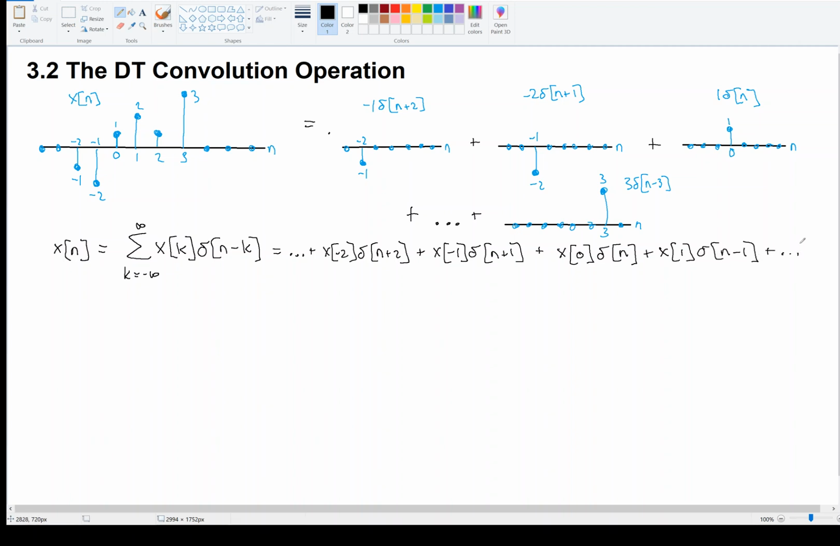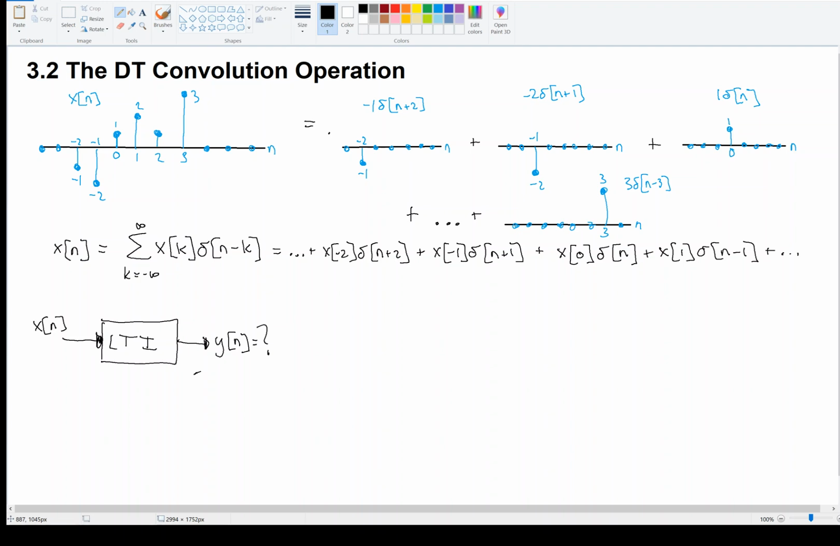Now let's say we put that signal into an LTI system. I'm going to represent that like this. This box is my LTI system. And I want to know, what do I get out?